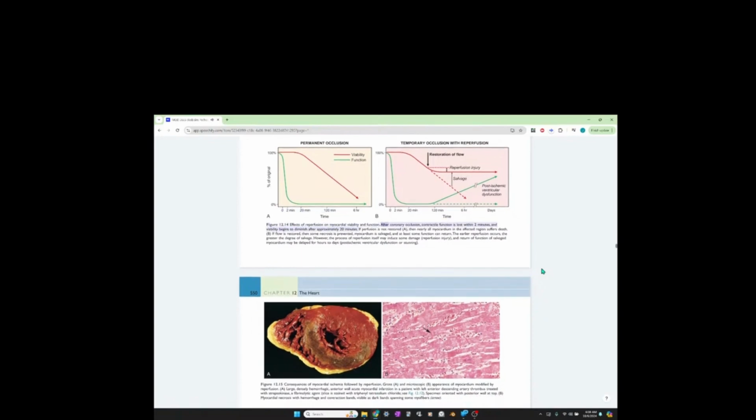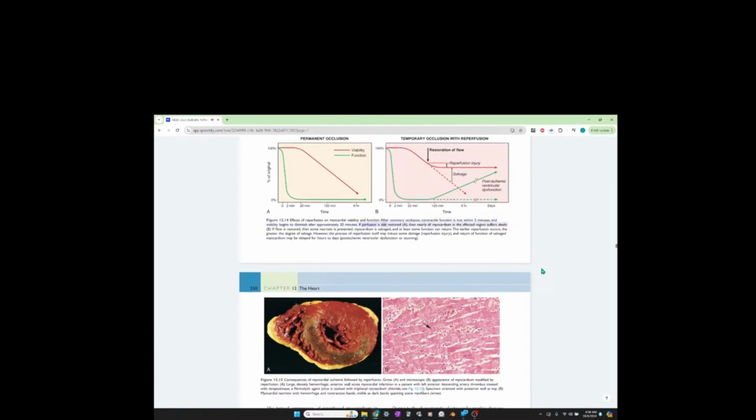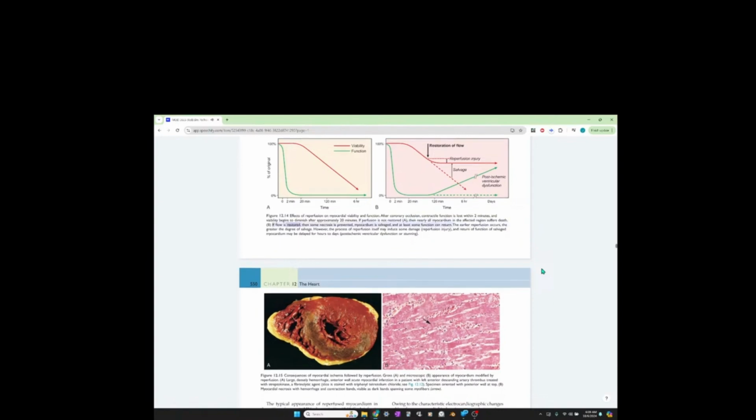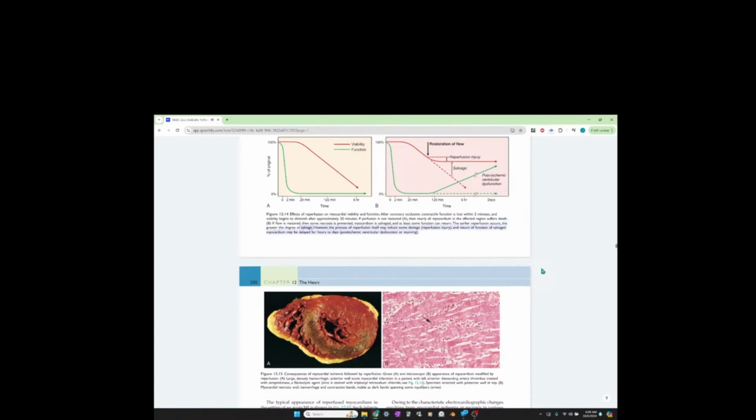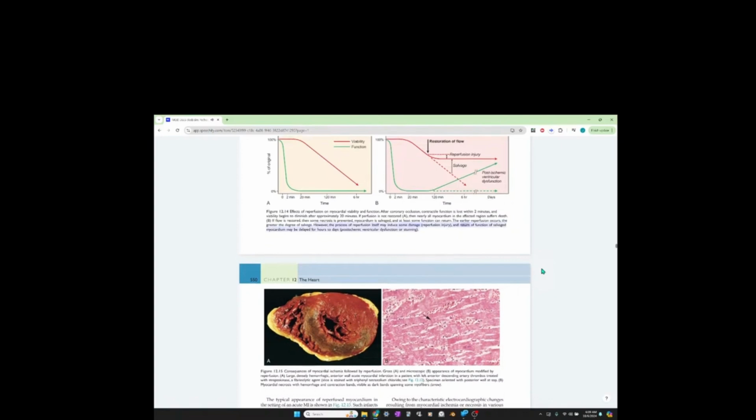After coronary occlusion, contractile function is lost within 2 minutes, and viability begins to diminish after approximately 20 minutes. If perfusion is not restored, then nearly all myocardium in the affected region suffers death. If flow is restored, then some necrosis is prevented, myocardium is salvaged, and at least some function can return. The earlier reperfusion occurs, the greater the degree of salvage. However, the process of reperfusion itself may induce some damage, and return of function of salvaged myocardium may be delayed for hours to days.